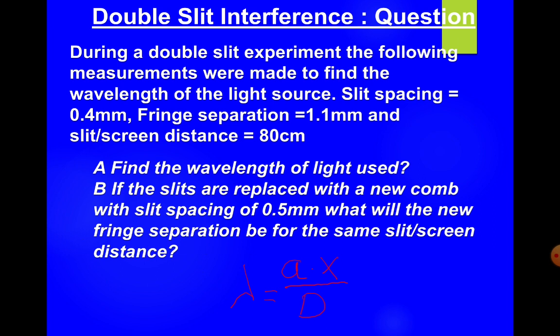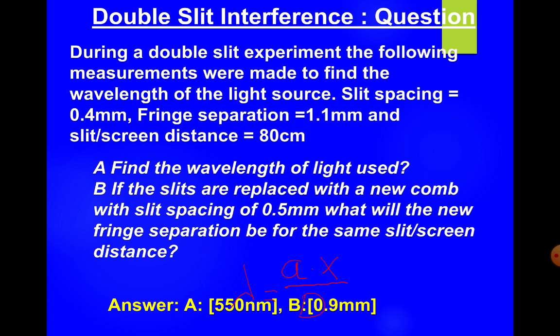Now for this question: during a double slit experiment the following measurements were made to find the wavelength of the light source. Slit spacing is given as 0.4 millimeters. Fringe separation is given. We use the formula lambda equals a times x over d. Lambda is the wavelength, a is the distance between the slits, x is the fringe spacing, and d is the distance from slits to screen. When you fill it in you will find an answer.